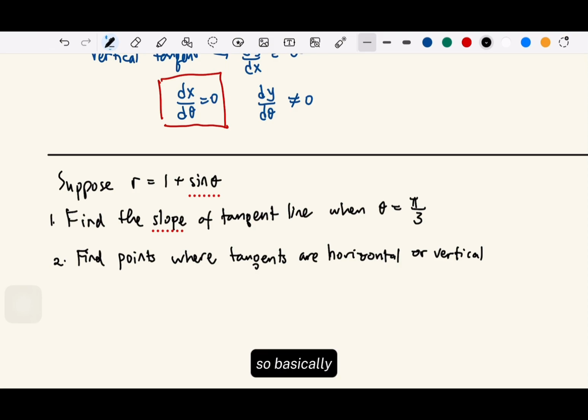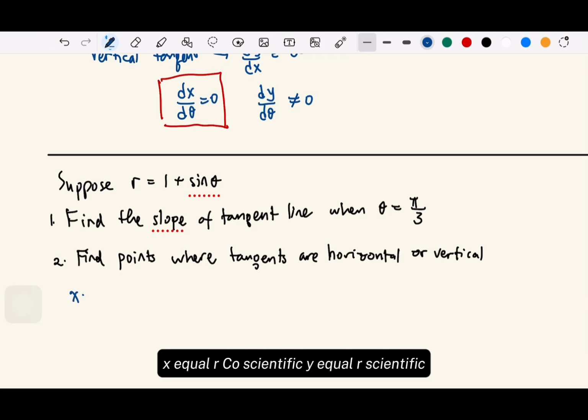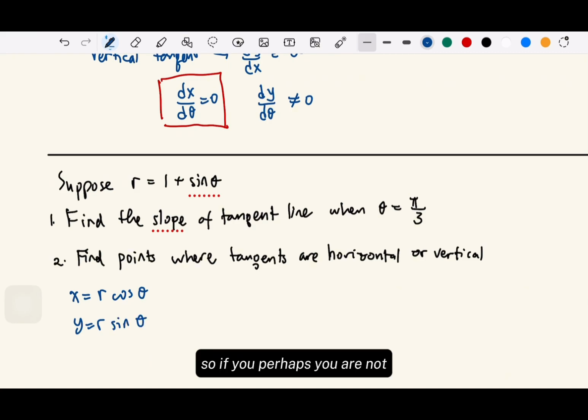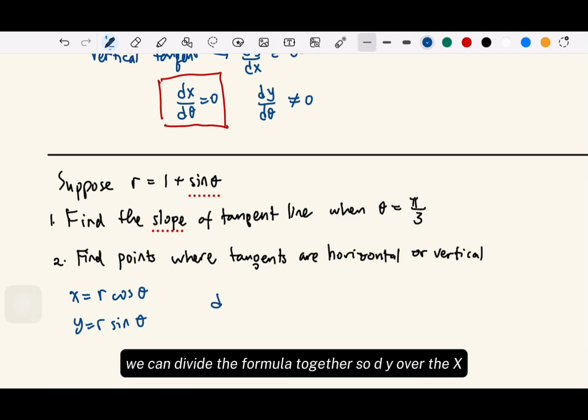So basically, you can take x equals r cosine theta, y equals r sine theta. If perhaps you do not remember the exact formula, we can derive the formula together.